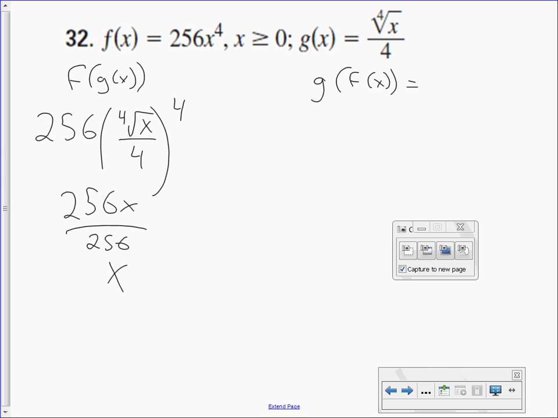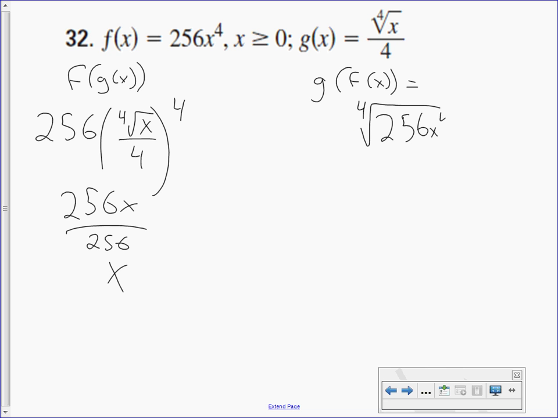After that, on the other one, we go the same route. What is the 4th root of 256x to the 4th, over 4? When you have all those bits of the 4th root, you have to take the 4th root of 256 and the 4th root of x to the 4th. Well, the 4th root of 256 is 4, and the 4th root of x to the 4th is x. So 4 over 4 gives you x. So are these guys inverses of one another? Yeah, that's exactly what you do. You substitute in one for the other, and then go the other direction. Okay?